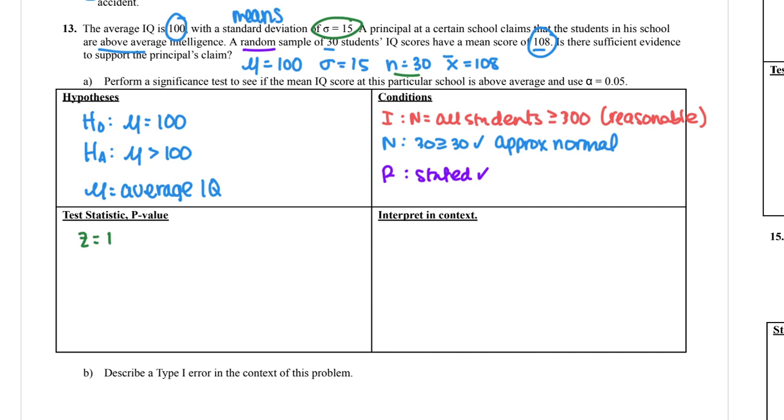So to calculate, it's going to be 108 minus 100 divided by 15 over the square root of n, which is 30. So that gives me a test statistic of 2.92. And now to find our p-value, we're looking for the probability that z is greater than 2.92, which means we're going to look up 2.92 in our table and subtract it from 1.